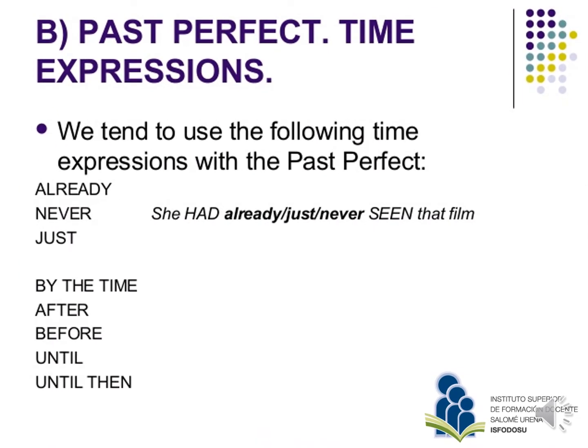With the past perfect, we use certain time expressions. We tend to use the following time expressions with the past perfect, for example, already, never, and just. We had an example right there that says she had already seen that film, or she had just seen that film, or in the last one, she had never seen that film. We have other time expressions such as by the time, after, for, until then. So we can say by the time I graduated, I had 3 jobs. It means that when I graduated, I had some experience because I already had some jobs before that time.